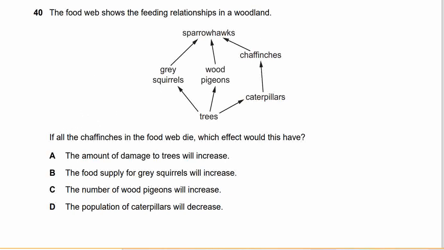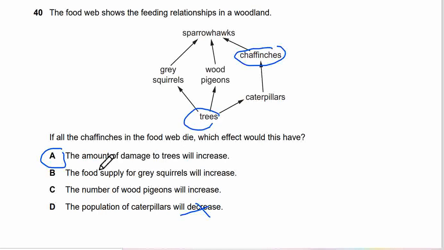If all the chaffinches in the food web die, which effect would this have? If these die, then there will be no predator of caterpillars. So the population of caterpillars will actually increase. So this decrease is wrong. And more caterpillars will eat more trees. So the amount of damaged trees will increase. Yes, correct, because more caterpillars will eat more trees.